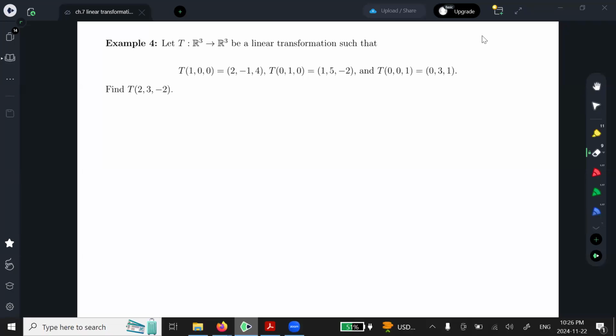Hello everyone. This is a video on some introductory examples on linear transformations to make you understand the concept a little better. So this is the first example we solved for 7.1. T is a linear transformation going from three-dimensional space to R3, and the image of the unit vector along the x-axis is given to be this.